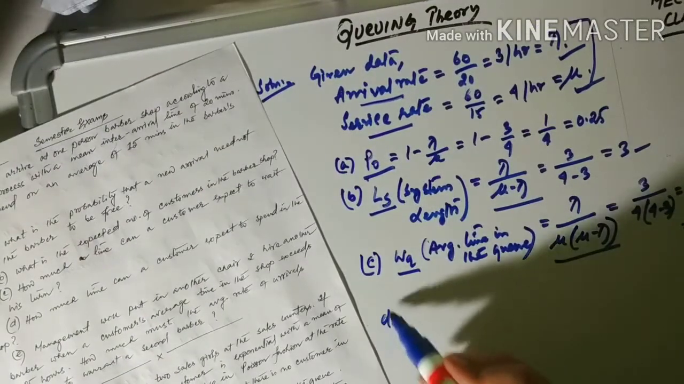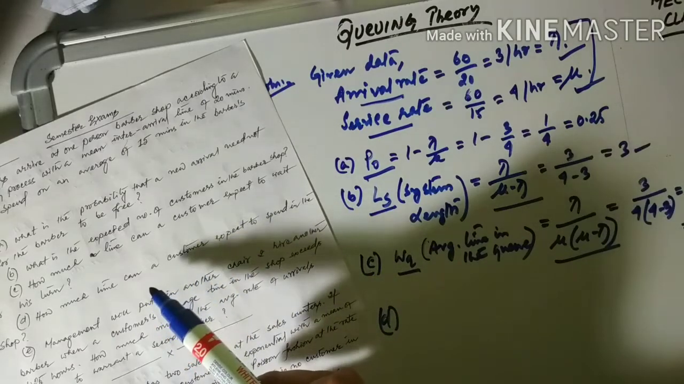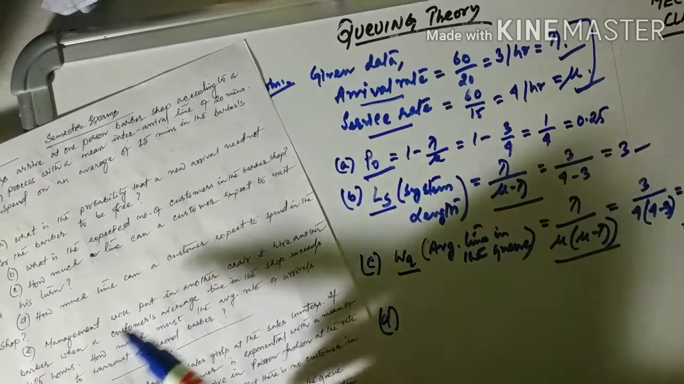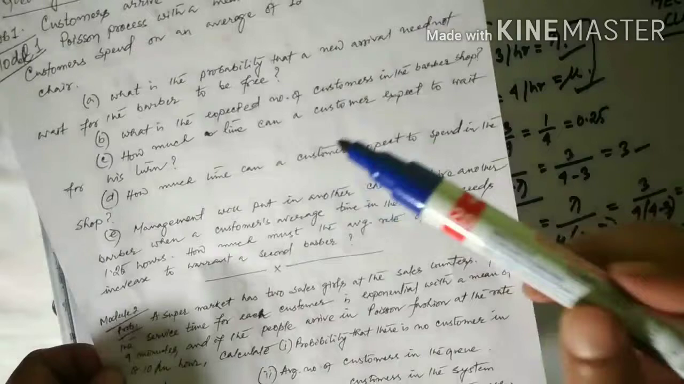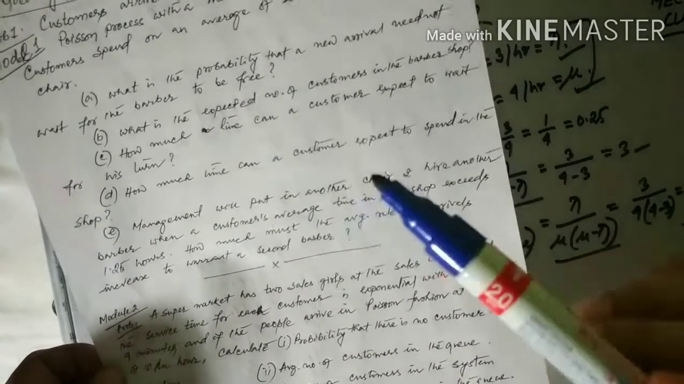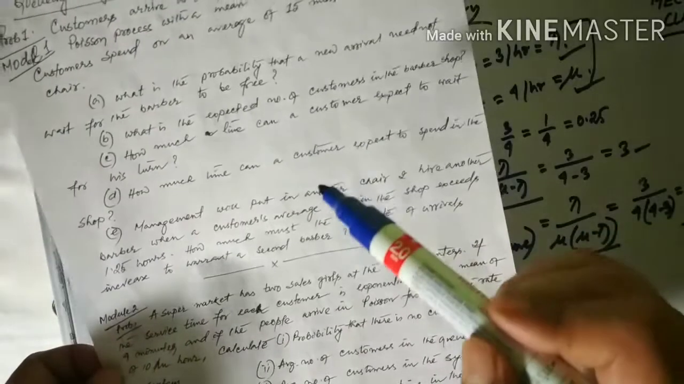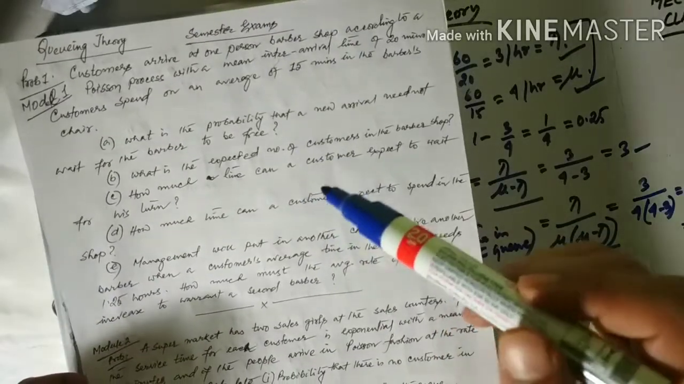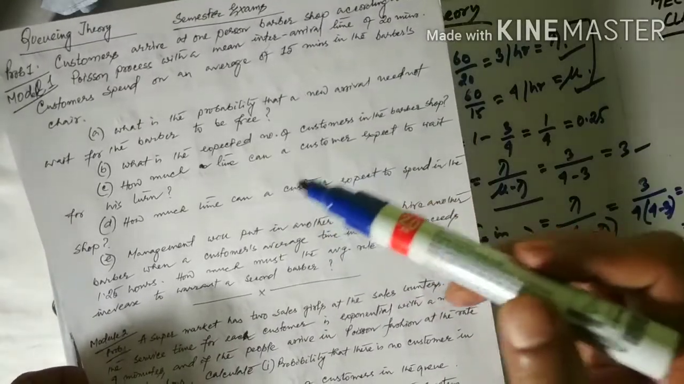Next, the last one is... no, not the last one. This one asks how much time a customer is expected to spend in the shop. I have particularly selected this problem because it asks all the possibilities that are going to be asked in the semester exams. I have chosen this type of problem so that you get the concept of each and every formula we have used in Model 1.